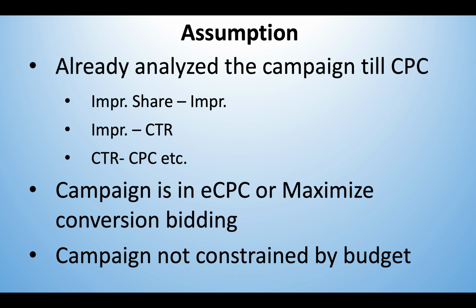Once you do this analysis, you will arrive at a certain level of confidence that the campaign metric change which happened is not because of certain factors. So we are assuming right now that you analyzed till the CPC and you haven't seen any noticeable deviation. The second one is your campaign is running in some automated bidding, especially in ECPC or maximize conversion bidding. And the third assumption is your campaign as of this month or last month is not constrained by the budget.